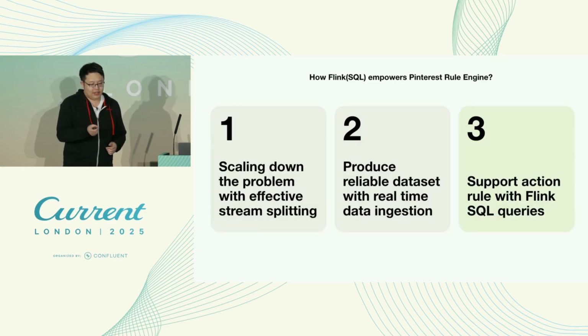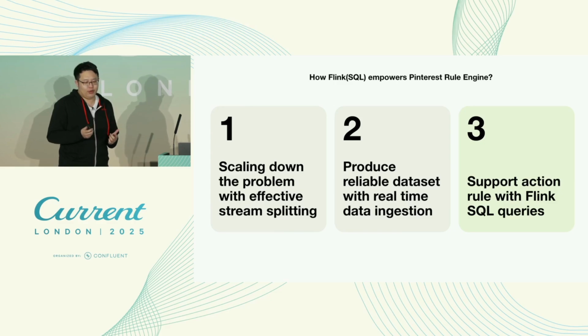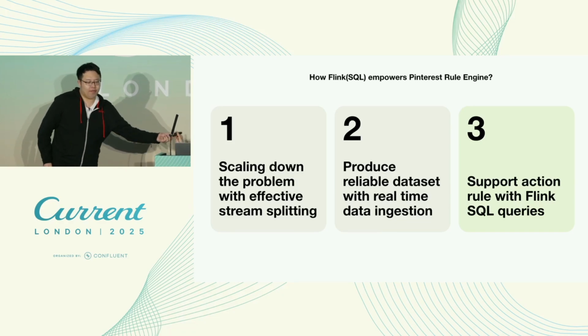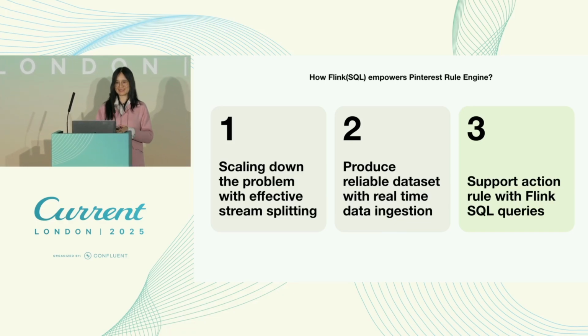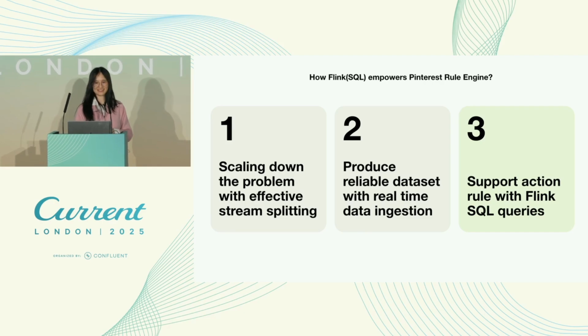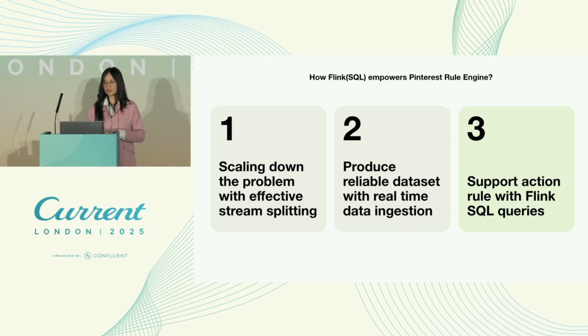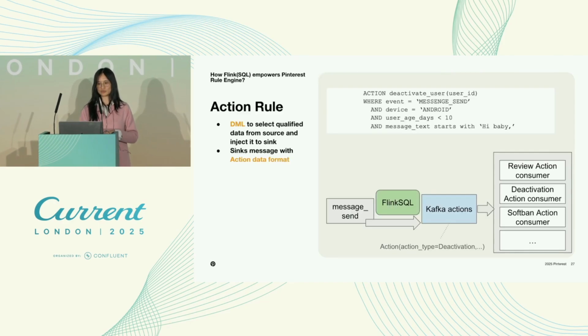The third type of Flink SQL job is basically to support different types of action rules. I will leave this to Sharon to share some examples. Yeah, thanks. All right, so to this point, you may ask how exactly a Flink SQL job could empower the rule engine? And really, this leads us to the Flink SQL job, which is actually an action rule job.